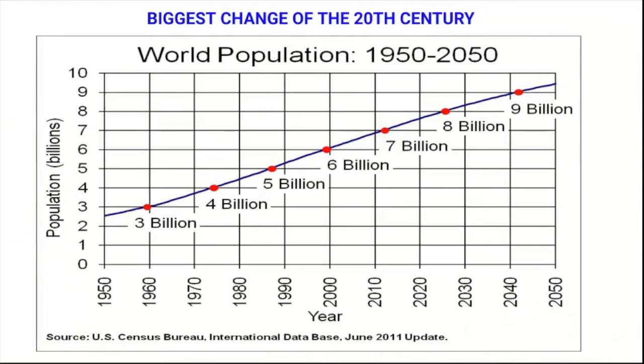Take a look at this. The biggest change of the 20th century, world population. Let's look at roughly 1950, 2.5 billion. Now look at the chart. Change over time. Look at the end. Let's look at about the year 2000, a little bit above 6 billion people.